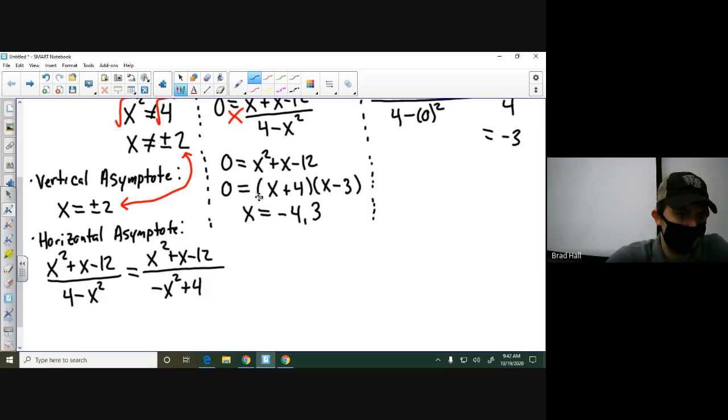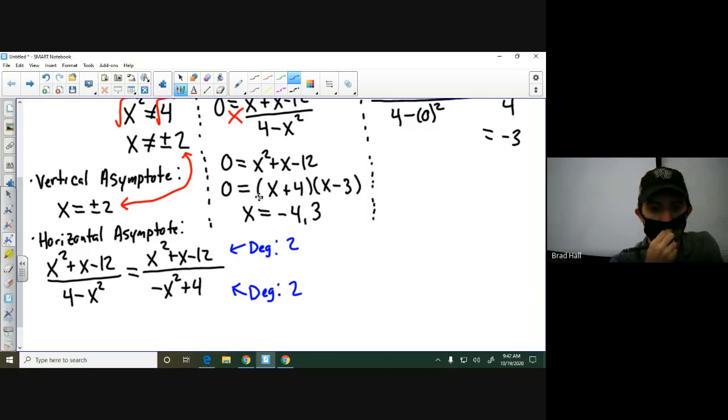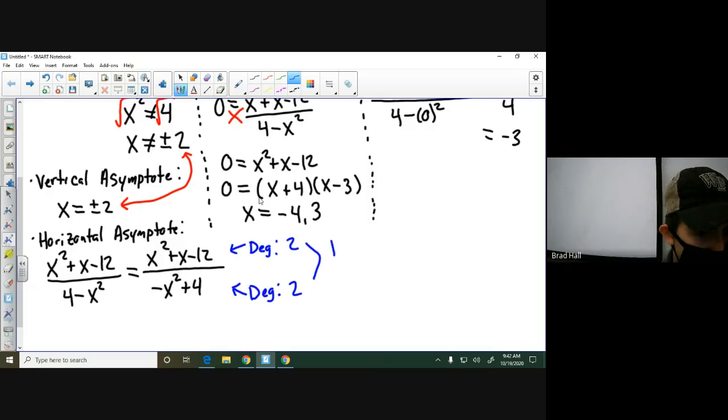And from here, now we know what the leading terms are, and figuring out the degree is a pretty straightforward process. The degree of the numerator and the denominator, as we can see, are both 2, because that is the exponent of the leading term. And so remember what that tells us. Since the degrees are equal, then that means that the horizontal asymptote is the ratio of the leading coefficients.